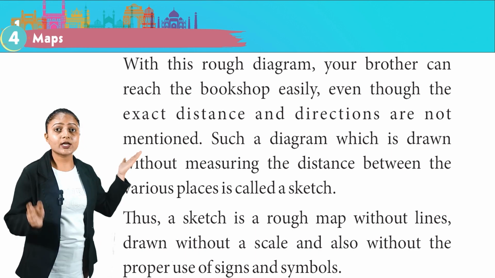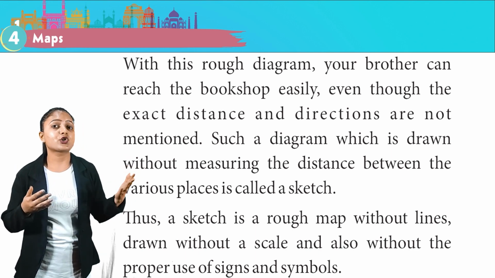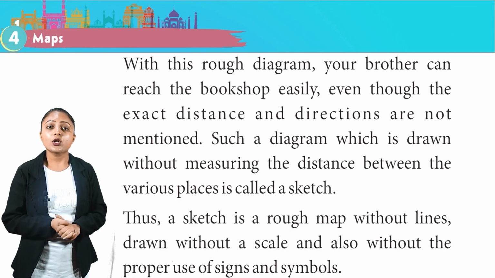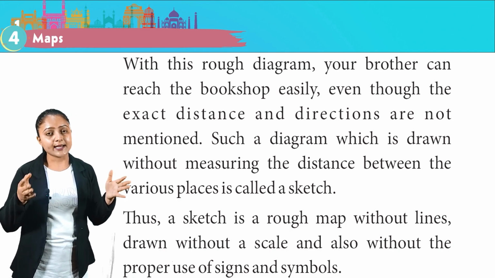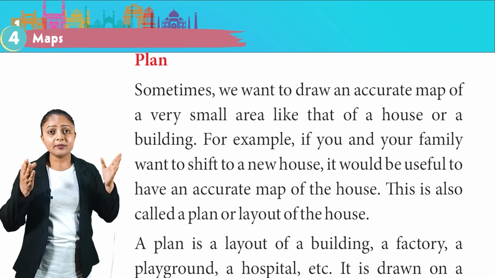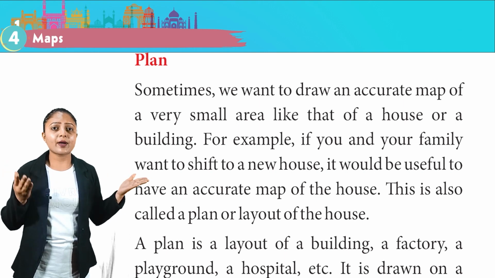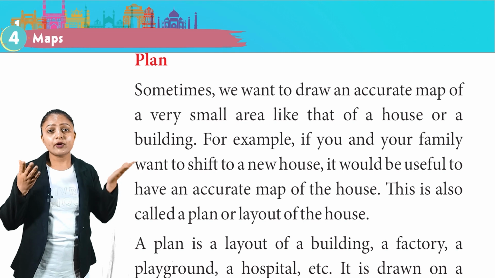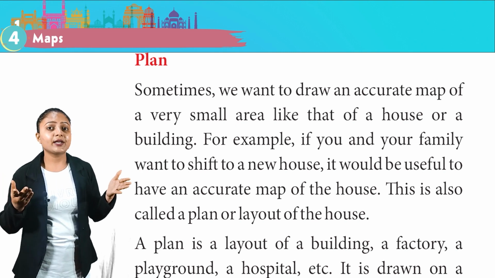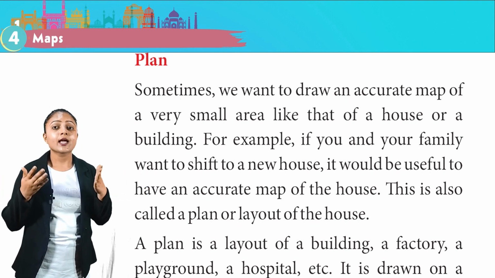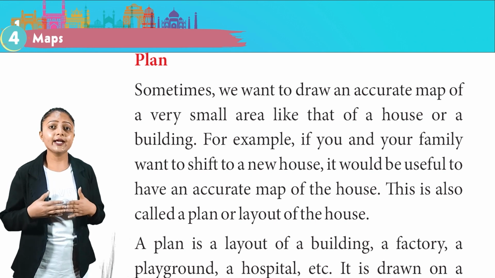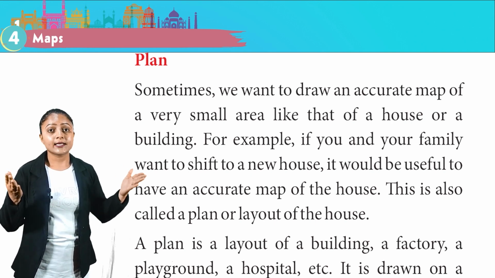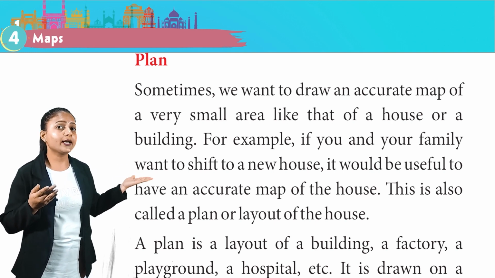Thus, a sketch is a rough map drawn without a scale and also without the proper use of signs and symbols. Plan. Sometimes we want to draw an accurate map of a very small area like that of a house or a building. For example, if you and your family want to shift to a new house, it would be useful to have an accurate map of the house. This is also called a plan or layout of the house.